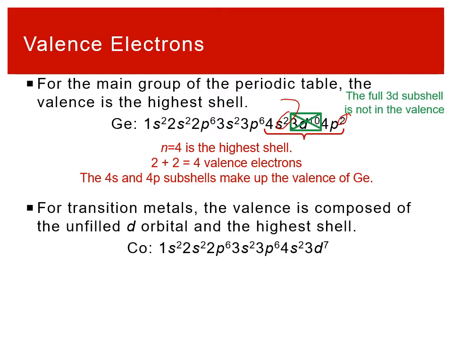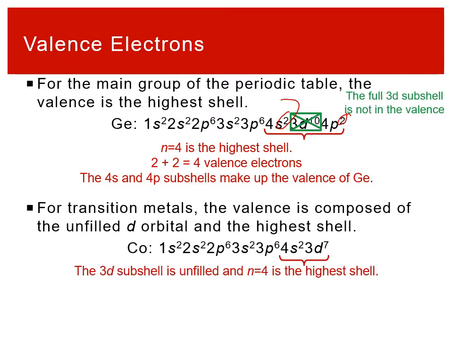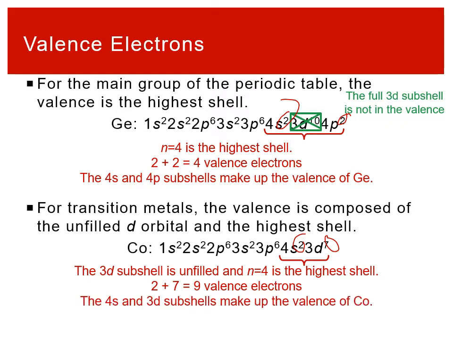We do have some complications when we hit the transition metals. Now you have higher energy subshells and an unfilled d subshell. So those are both going to be in the valence. So for cobalt, there is a 3d subshell that is unfilled, right? It could go up to 10, it only has 7. And you have n equals 4 as the highest shell. So what that tells me is I have a total of 9 valence electrons. That would be the 2 plus the 7 that we have right there. And that is going to be the entirety of my valence for cobalt. And it is, again, the 4s and 3d subshells that make up the valence of cobalt.